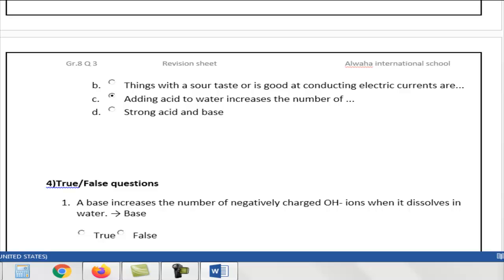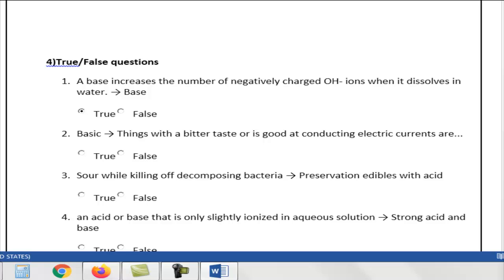True and false questions. Number one, a base increases the number of hydroxide ions when dissolved in water. So this is a base, and number one will be true. Number two, bases taste bitter and conduct electric current. So number two will be true. Number three, sour taste kills decomposing bacteria; preservation is done with acid. Number three, no, it will be false.